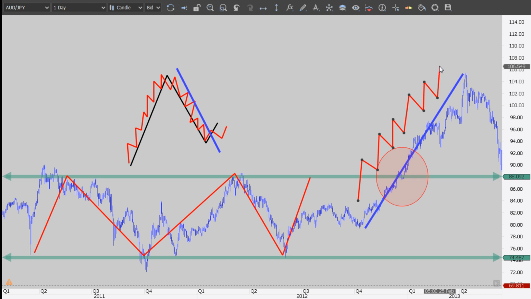When the market decided, all the sellers and the buyers for the AUDJPY decided that it's time to sell, the market reversed, started to make lower lows, lower highs, lower lows, lower highs. Can you see this, everybody?